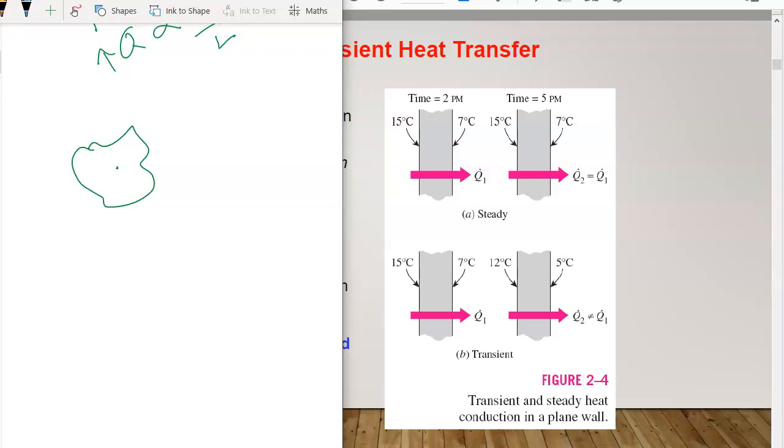From time to time the temperature is changing. From this position to this position or this position, the R, or the length, is different, but the temperature T at every point is the same. But when the time is 2 p.m., for example, and changes to 2:15 p.m., every T will be changed, right?